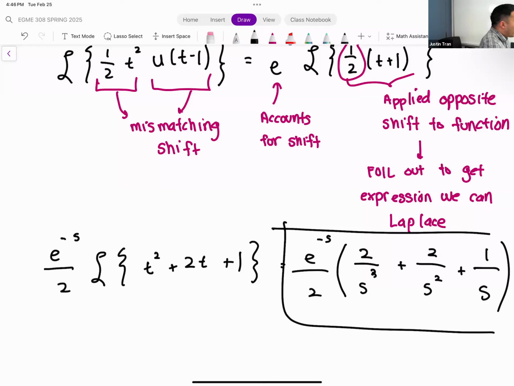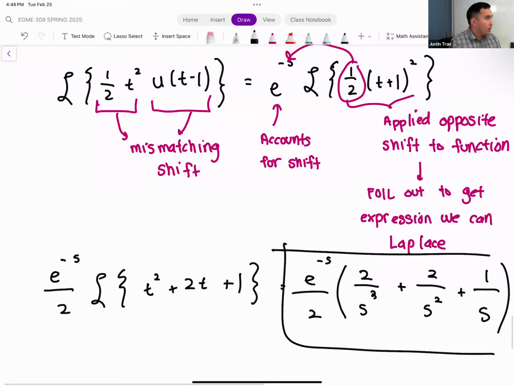Okay, so what started as a relatively innocent, straightforward function, 1/2 t squared times u of t minus 1, because of the shifting and because of how we apply the tables, it ended up kind of being a little bit of a monstrosity. Okay, so we have three terms with an exponential out. Okay. All right, any questions on how we got this result here?